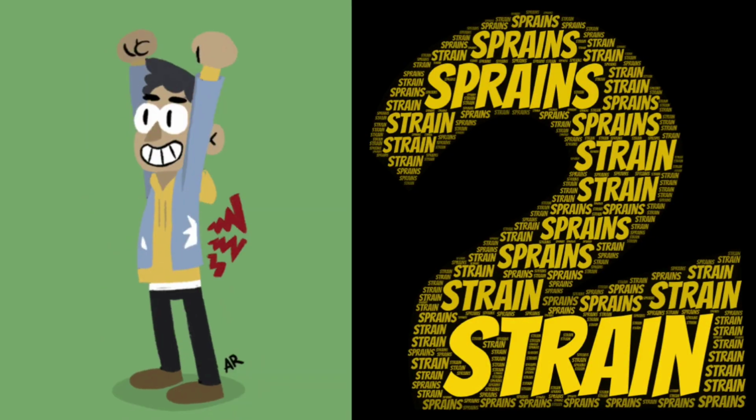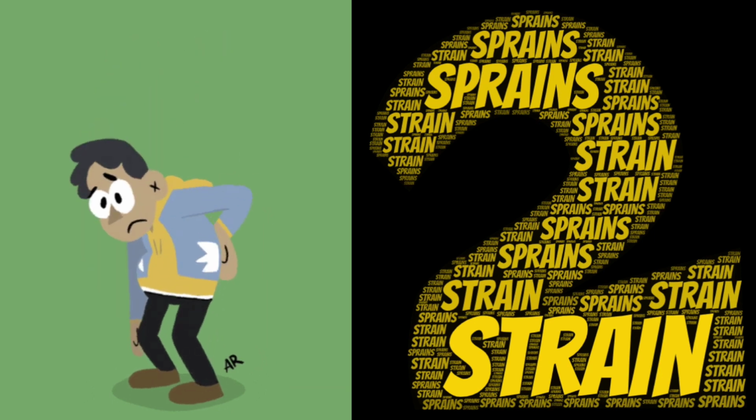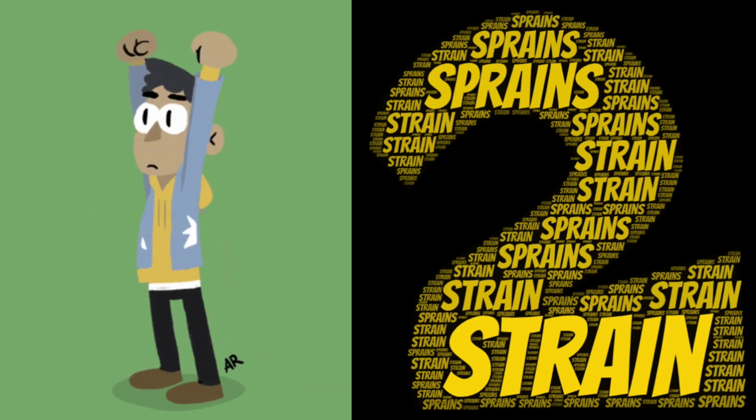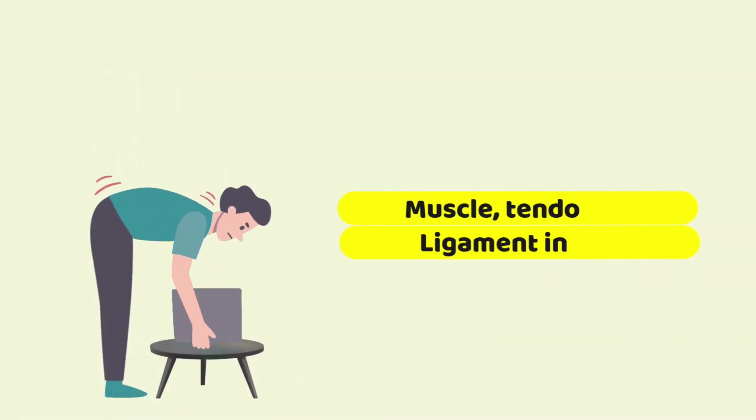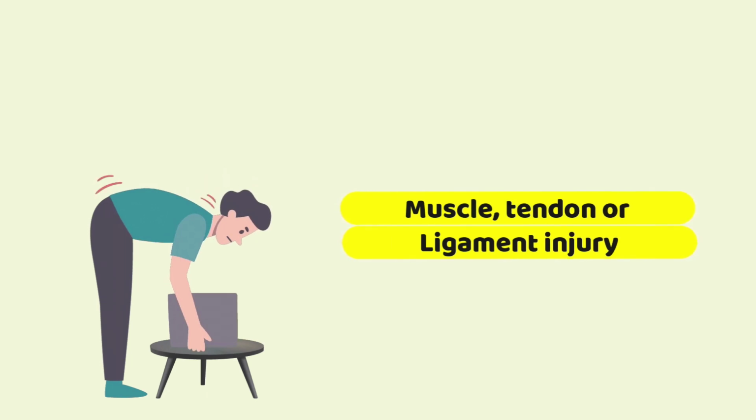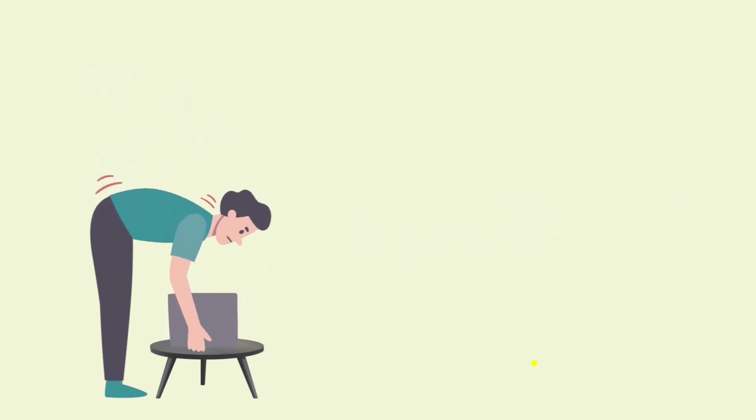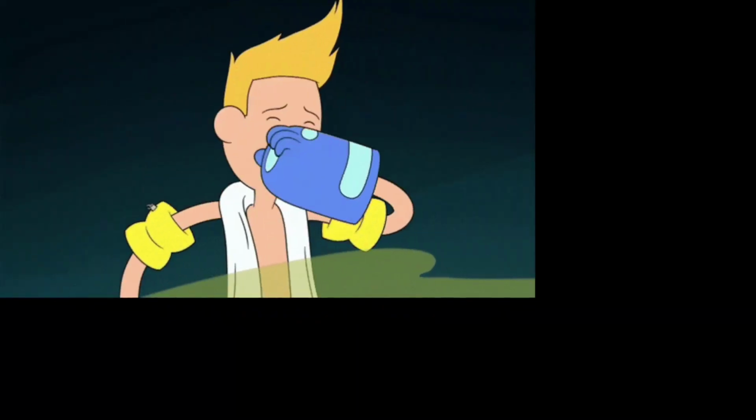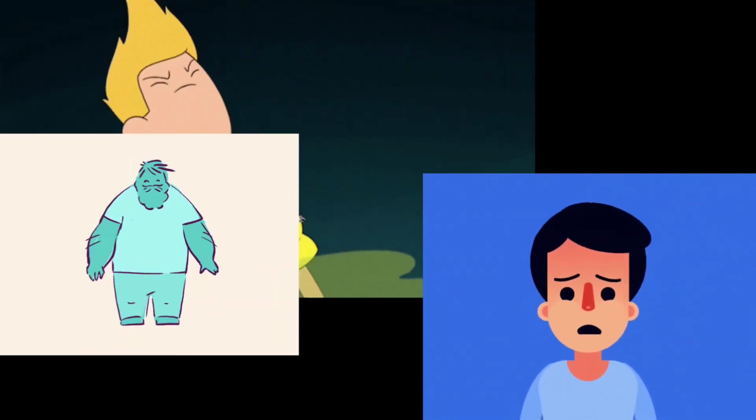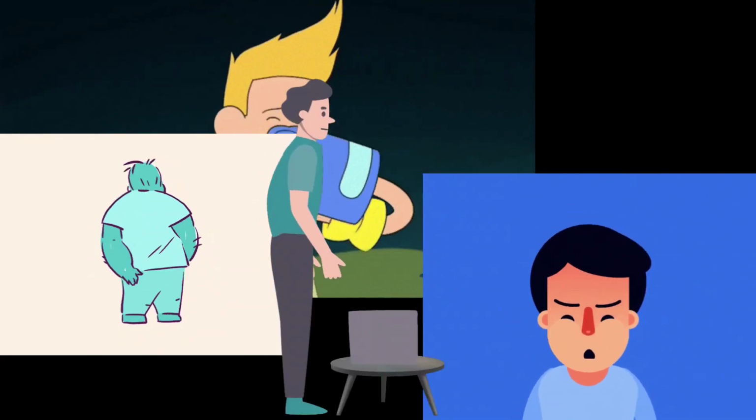Second is strains and sprains. Back strains and sprains, along with tight hamstrings, are among the most common causes of back pain. You can injure muscles, tendons, or ligaments by lifting something too heavy or not lifting it in a proper posture. Some people strain their back while sneezing or coughing or twisting or bending over.